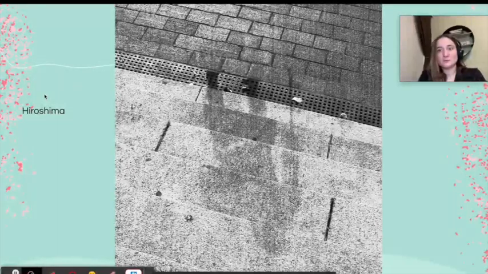Here's another really, really eerie thing that happened during the atomic bomb. So the flash of it was so bright that people who were standing here, like this person was standing on the bottom of the steps, it was so bright that it burnt their shadows into the concrete. Think of that. It burnt their shadows into the concrete. Today, there are still some sites in Hiroshima and Nagasaki where you can still see those shadows.